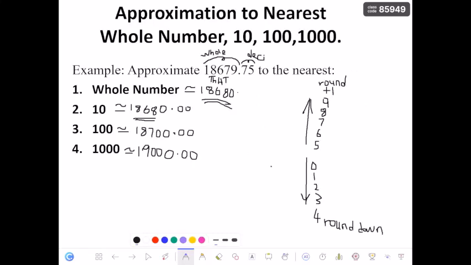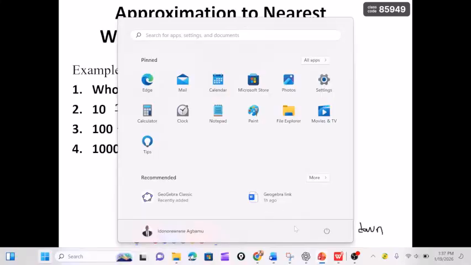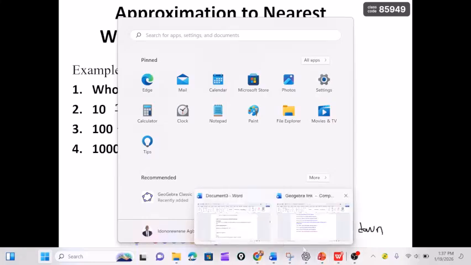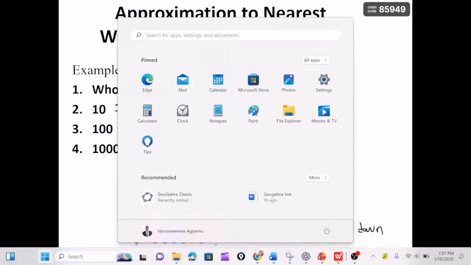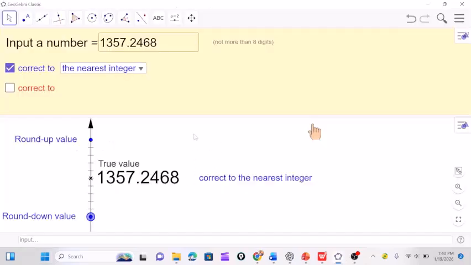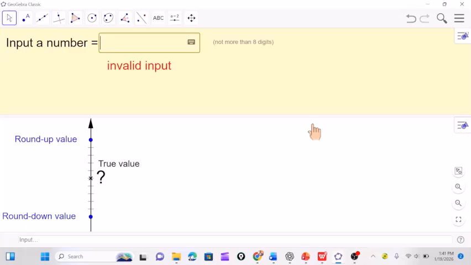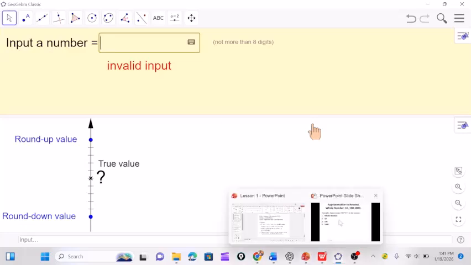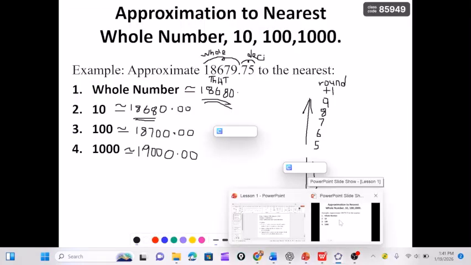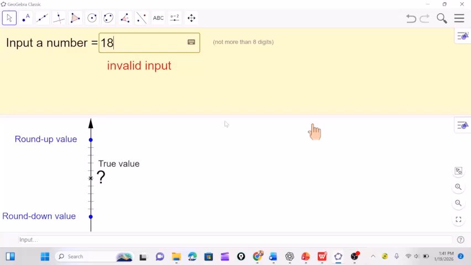Before I go, let me show you the applet I said I'm going to use. Let me show you the applet. Okay, this is the applet I promised I'm going to show you in the classroom. Let's input the number we did in class. We did 18,679.